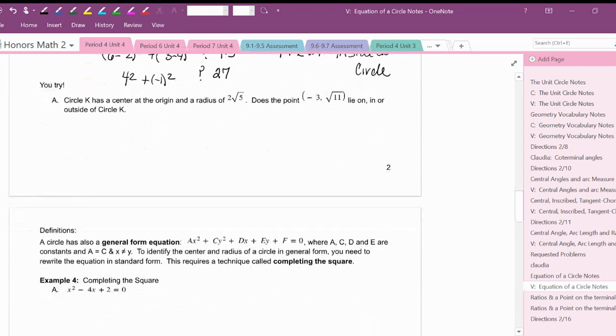Let's go ahead and you give it a try. And this point is on the circle.